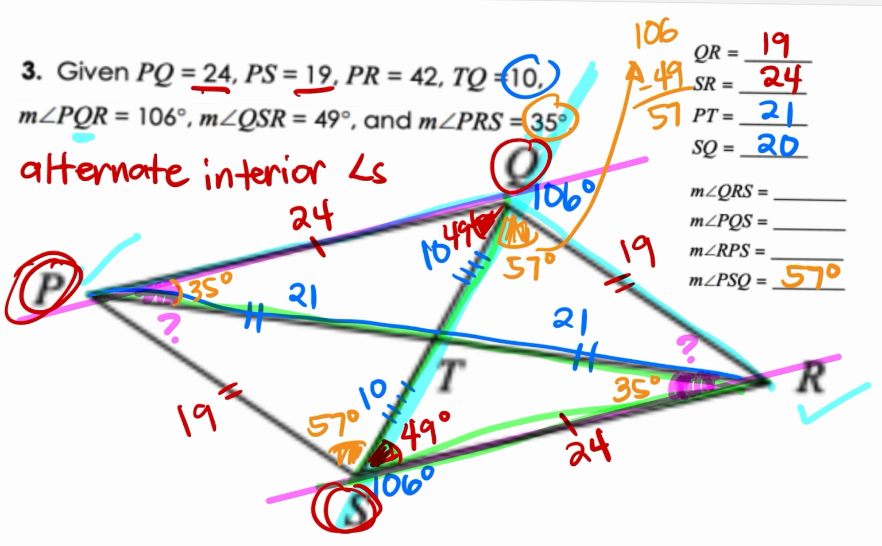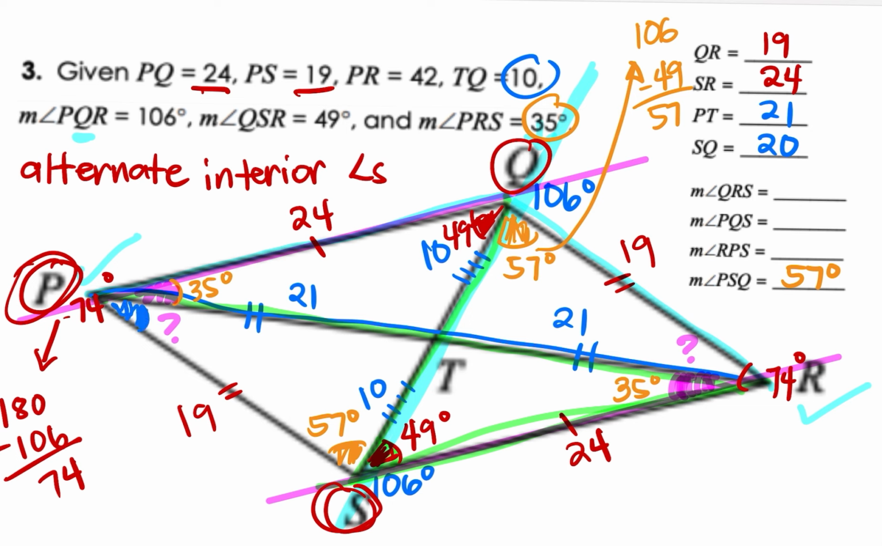So these two are also consecutive angles. Consecutive angles are supplementary, and so therefore, to find angle P, we can do 180 minus 106. Subtracting 106 from 180, that is going to be 74. And so angle P is going to be 74 degrees, as well as angle R, which is going to be 74 degrees.